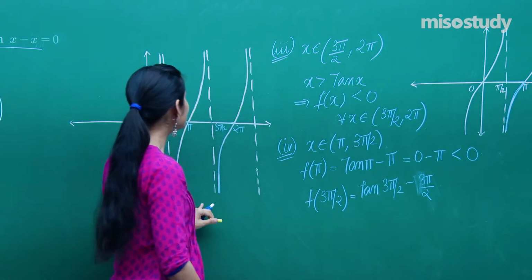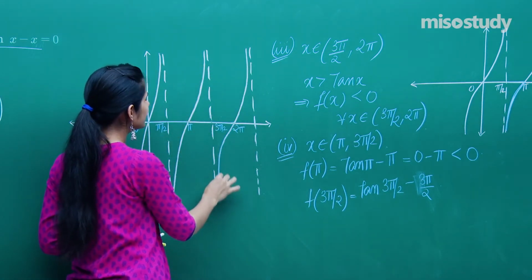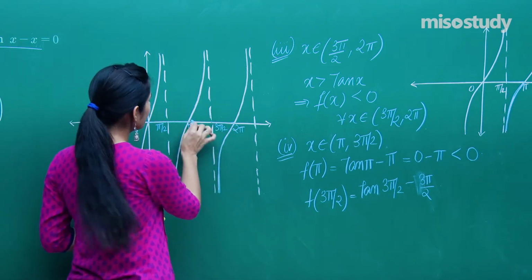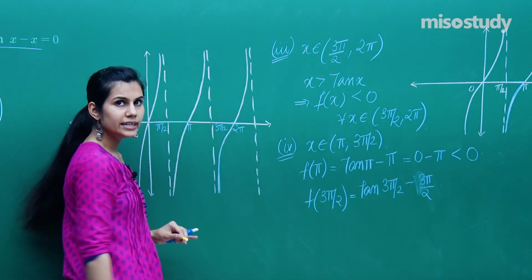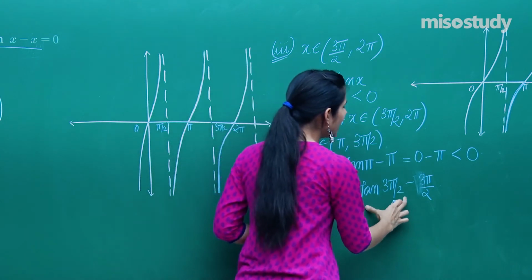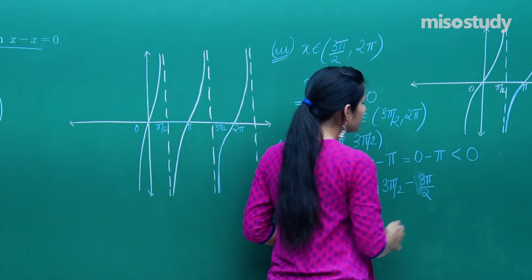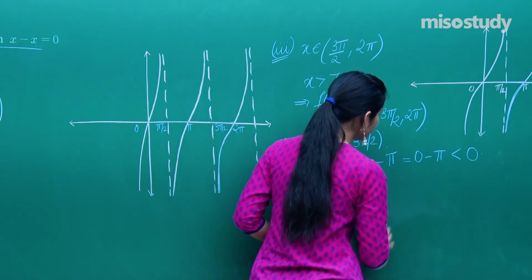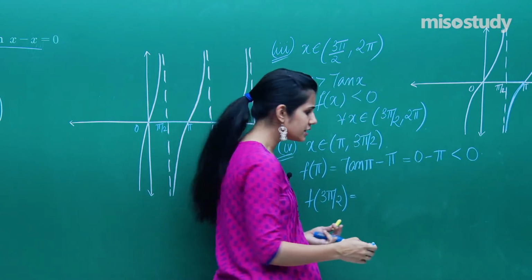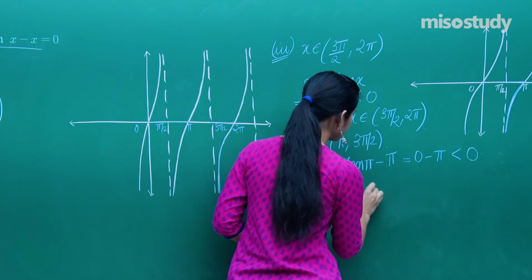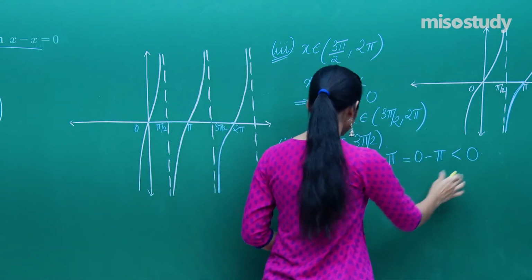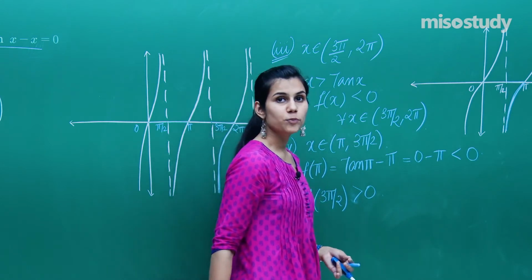At 3 pi by 2, tan is not defined. In fact, as x approaches 3 pi by 2, this is going to infinity. So this is a very, very large value. From it, if you are removing 3 pi by 2, from a very large value, that means it is positive. So what you're getting? F of pi is negative, f of 3 pi by 2 is positive.